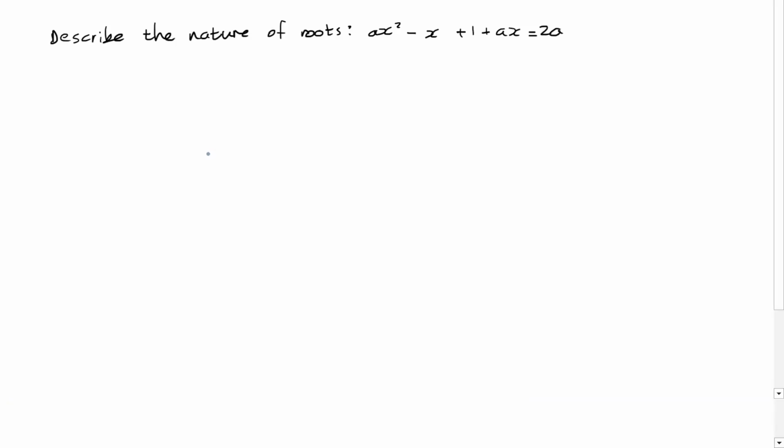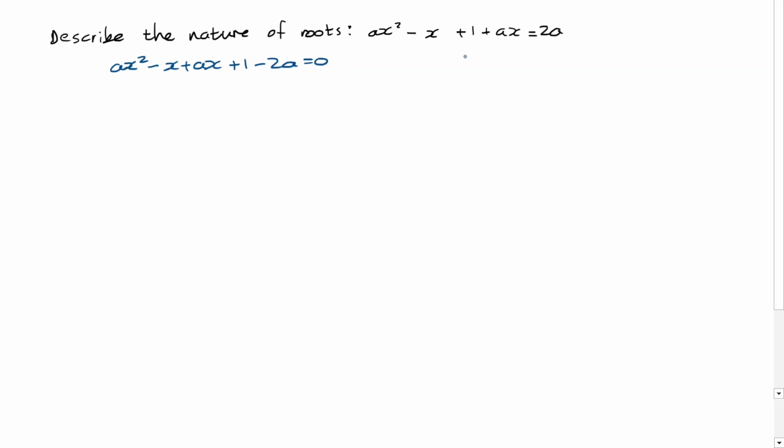In this video we'll look at a proper question on the nature of roots, and it's got a lot to offer us. Describe the nature of roots. So step one, we want to get everything to one side. At this stage, even though this question looks a little bit hectic, we're just going to follow the steps that we know, and we'll see what happens as it happens rather than stressing out.